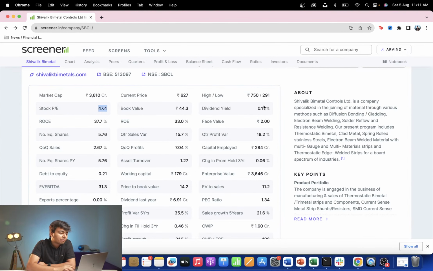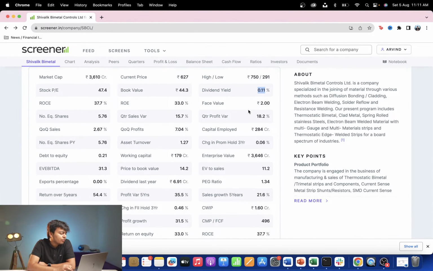So let's see that. Then we have the dividend yield. Since the company is in a growth phase, since the company is looking forward to grow from here, naturally the dividend that the company will declare would be on the lower side. This is not a high dividend yield stock like ONGC and all those companies. So naturally the dividend yield is on the lower side.